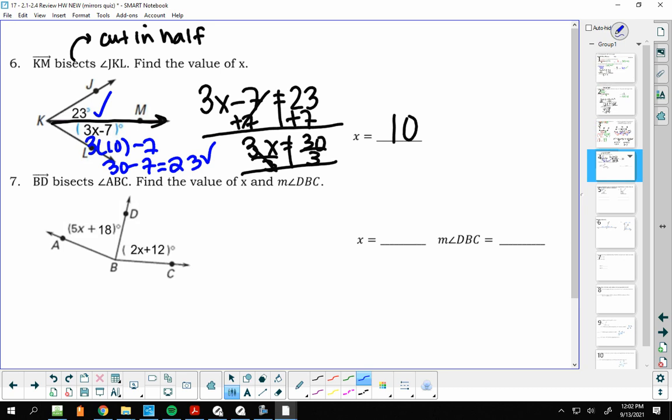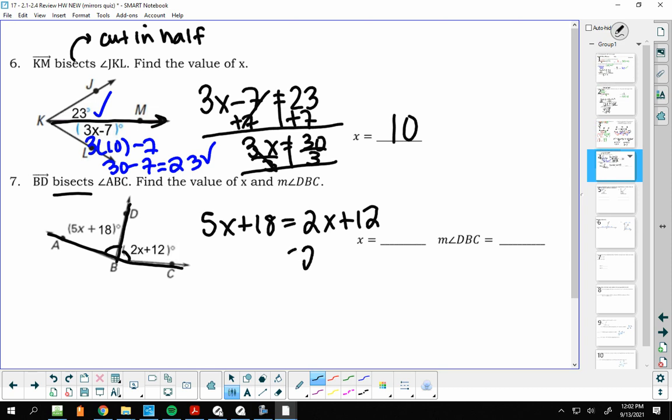Number 7. Again, we see this word bisects. If BD bisects my big angle ABC, then I know these two halves are congruent, so I can go ahead and set them equal to each other. The hardest part about this quiz for most people is knowing when to set things equal to each other, to 180, and to 90.